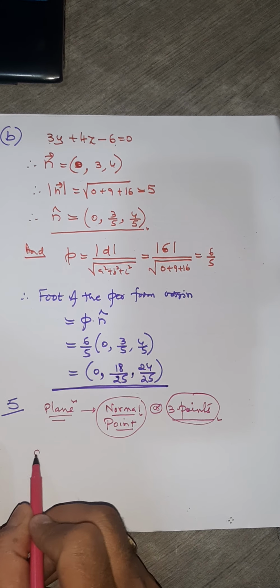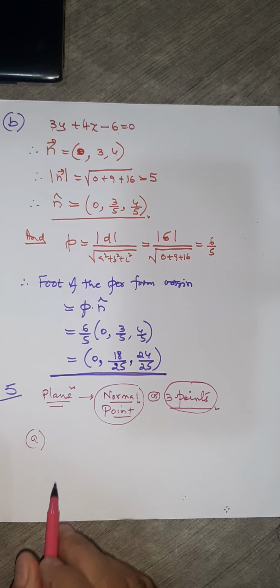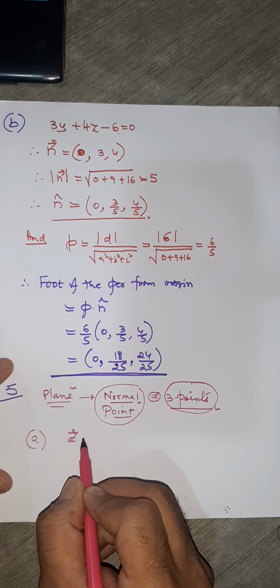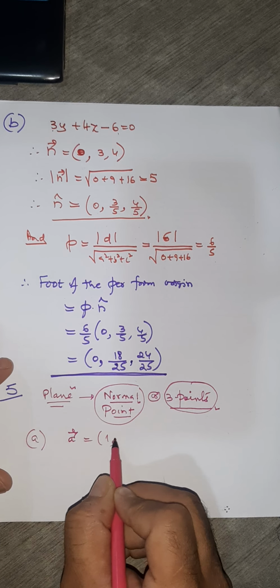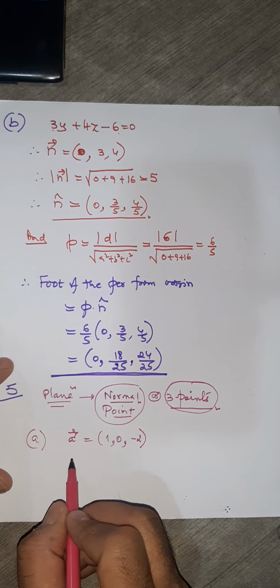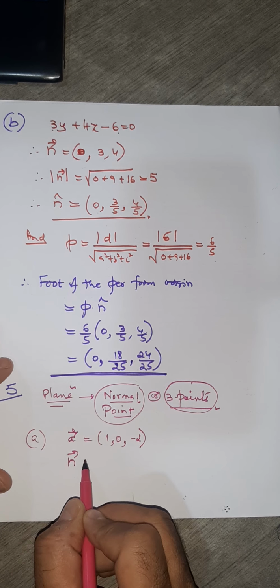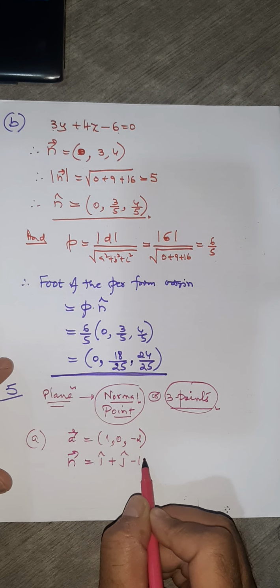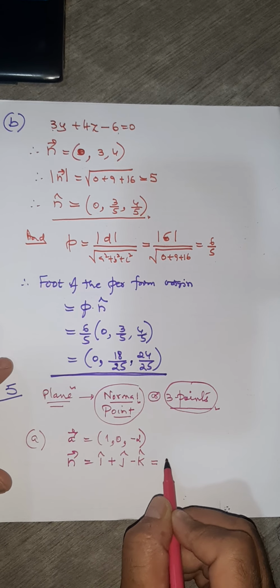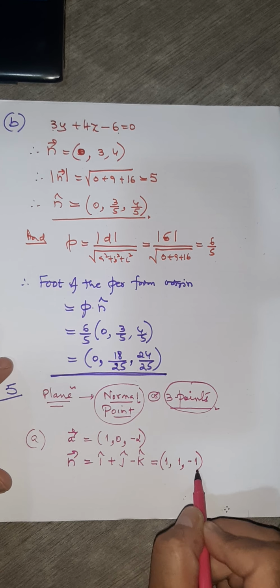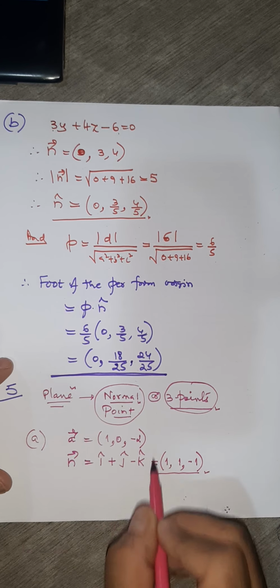So in the first sub question here, what's given to you? The fixed point, that is vector A you are given. What is that? 1, 0, minus 2. This is given to you. And what's the normal to the plane? The normal to the plane is given by i cap plus j cap minus k cap, which is nothing but 1, 1 and minus 1. This is the normal, this is the fixed point.